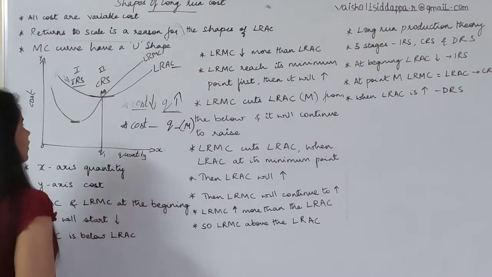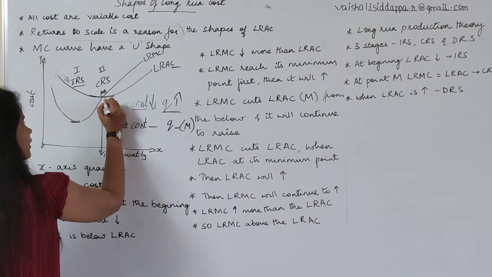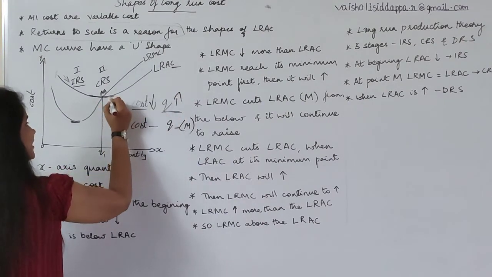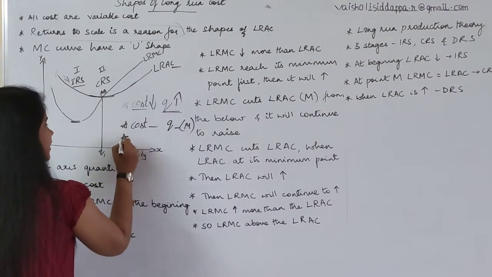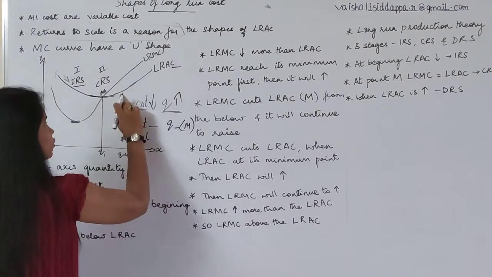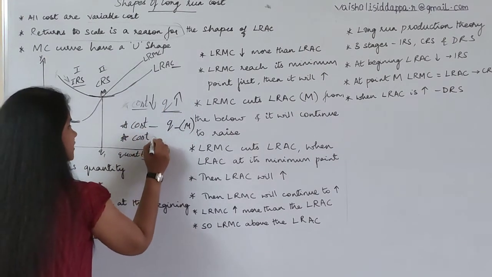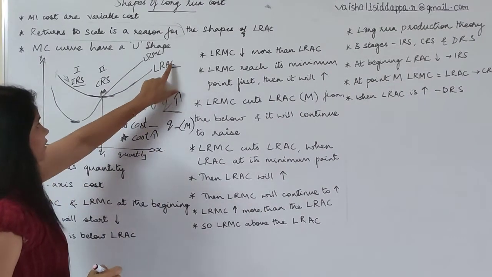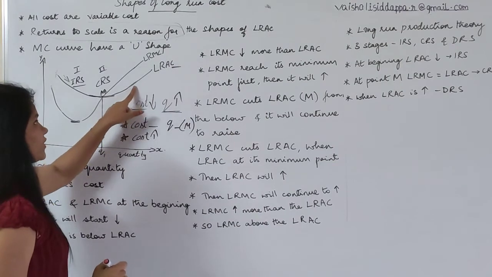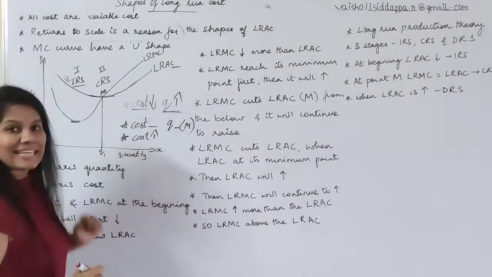And the continuation with that. When the LRMC is increasing after point M, can you see it's increasing? So the simple thing, when cost line is going upward, that means cost is increasing, isn't it? The cost is moving upward. This is a cost curve. Cost curve is moving upward, that means cost is increasing.